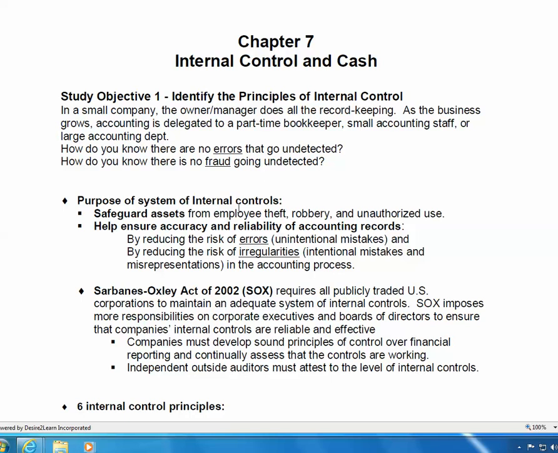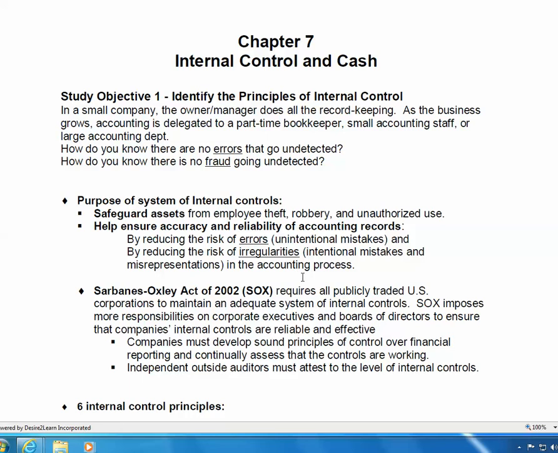So the purpose of a system of internal controls is to help to safeguard our assets from employee theft and robbery and unauthorized use, and also to ensure accuracy from errors, which are unintentional mistakes, or irregularities, which might be intentional misstatements, usually orchestrated by upper-level management to deceive the public with fraudulent information in the annual report.